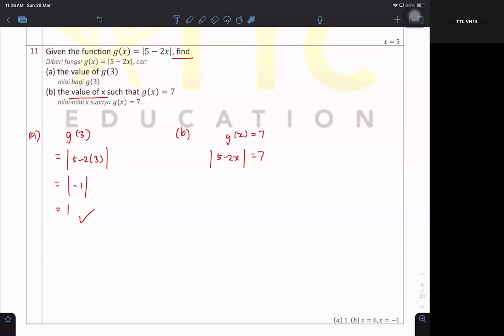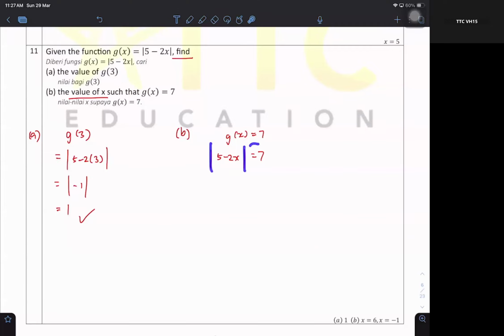Okay. Then if you want to find the x that is inside the modulus, listen. Do you still remember how to find the x that is inside the modulus? Anyone still remember? This one I taught already in normal class. If you want to find the x that is inside the modulus, you need to throw the modulus to the other side. Throw the modulus to the other side.